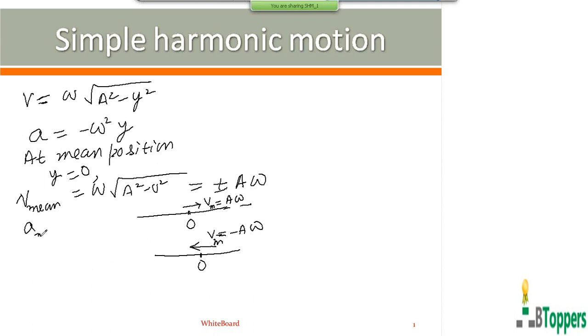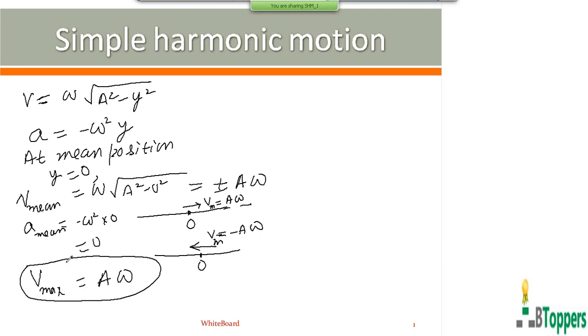So the acceleration at the mean position, equal to minus omega square into y, is 0. That means for a particle in linear simple harmonic motion at the mean position, acceleration is 0 and magnitude of velocity is maximum. The maximum value of the magnitude of velocity is called the velocity amplitude, which is given by A into omega.